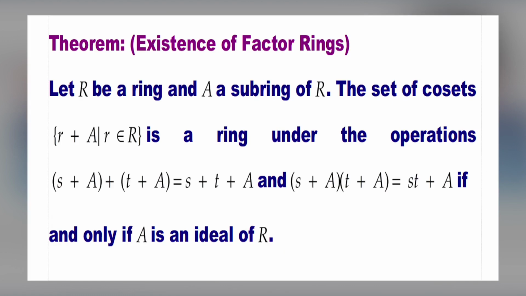Next we are going to see the existence of factor rings theorem. The statement is: let R be a ring and A be a subring of R. The set of cosets, the set of all r + A such that r belongs to R, is a ring under the operations (s + A) + (t + A) = s + t + A and (s + A)(t + A) = st + A if and only if A is an ideal of R.